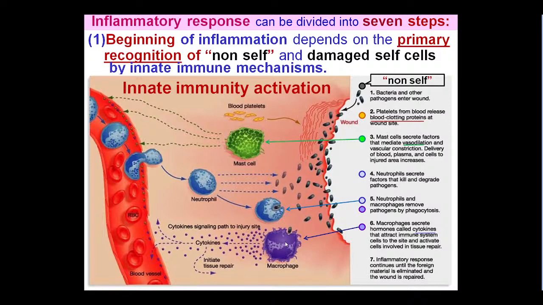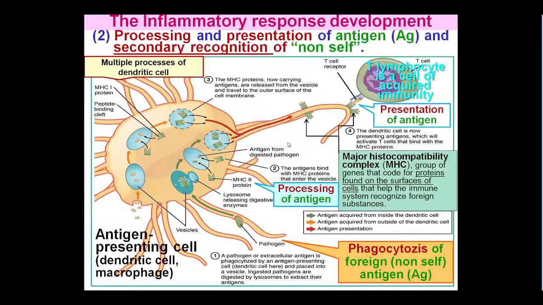And macrophages start a process that is named presentation of antigen to T lymphocytes. This process is not shown. The second step of the inflammatory response is processing and presentation of antigen, and secondary recognition of non-self.